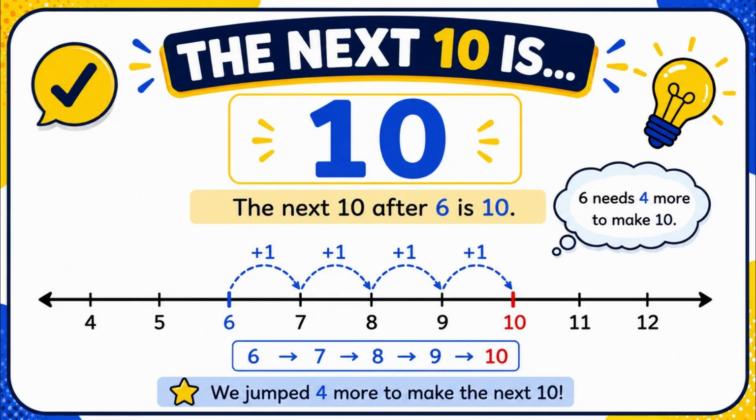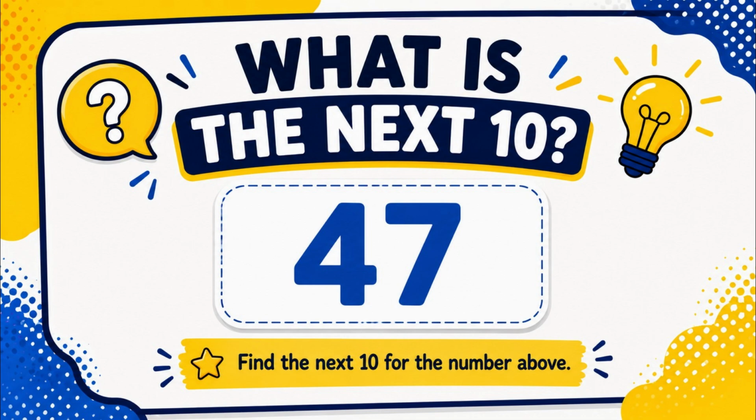We added 4 more ones to 6 to make the next 10. And we also jumped 4 times on our number line to make the next 10. That means 6 needs 4 more to make 10. So the next 10 after 6 is 10. Let's find the next 10 after 47.